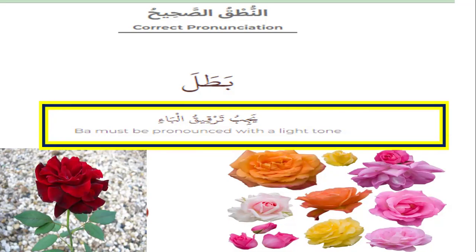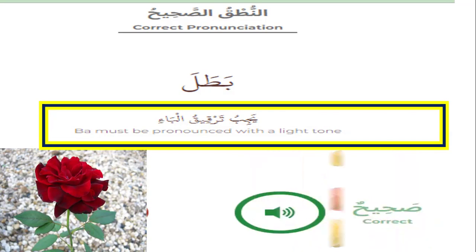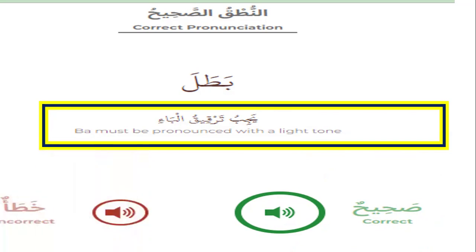Batala. Ba must be pronounced with a light tone. Please repeat after me the correct pronunciation. Batala. That's the right one, but the other is wrong.